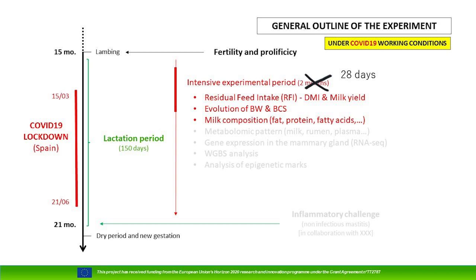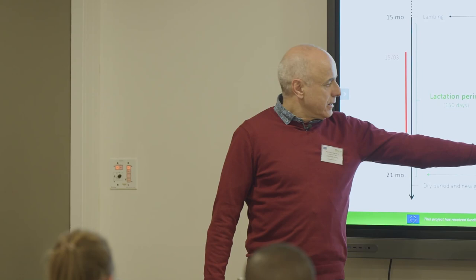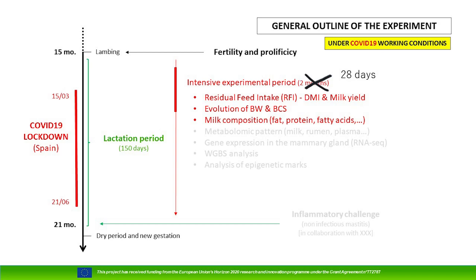And just to say the complete story, these animals at the end of lactation were under an inflammatory challenge, just to see if there are differences between the more and less efficient animals, or the nutritional challenge and normal animals. No? We are just exploring the possibility of some epigenetic role in these complex traits, in feed efficiency and response to mastitis in this case.